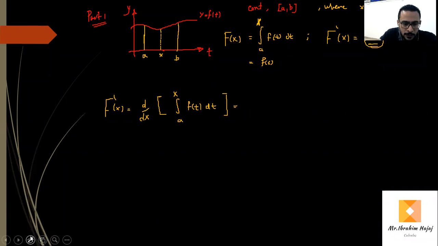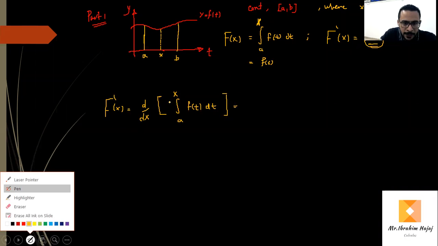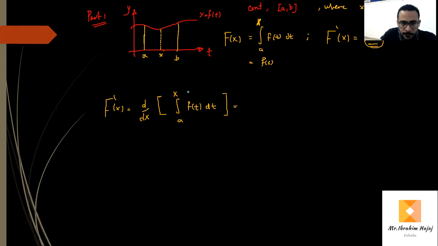What does the integral from a to x of f of t dt mean? It means the area under the curve from a to x. The shaded green area represents the integral from a to x of f of t dt, where the function is f of t. You have the area between a and x.